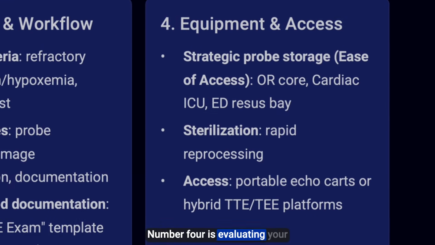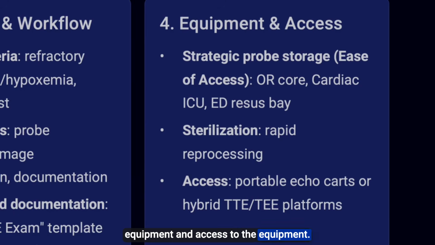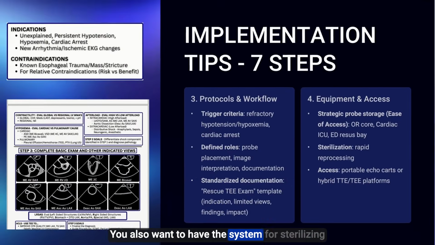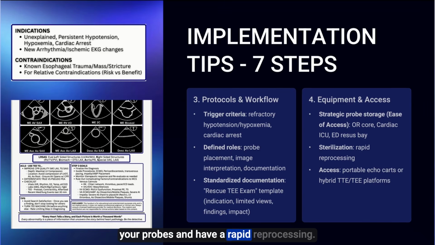Number 4 is evaluating your equipment and access to the equipment. You're going for speed here when it comes to Rescue TEE, so you want to think hard about where you actually store the TEE machine and the probes. In the operating room core, in the cardiac ICU, in emergency department resus bays, wherever it is, you want them to be quickly available to some of the highest risk patients. You also want to have a system for sterilizing your probes and have a rapid reprocessing.